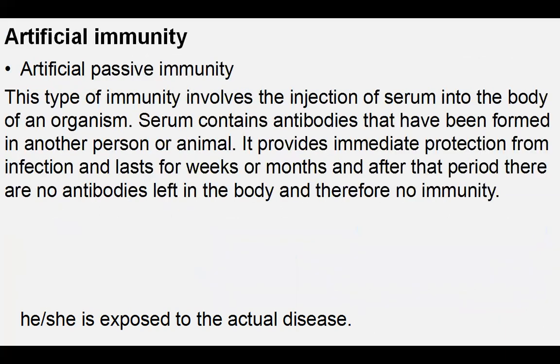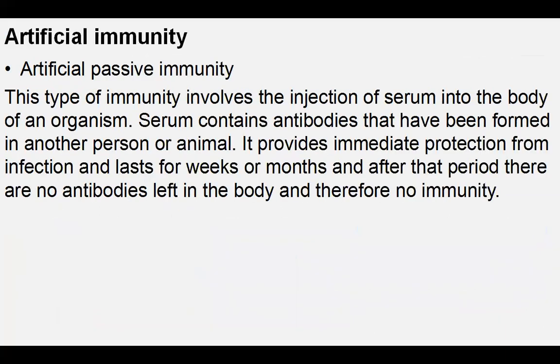Moving on, the artificial passive immunity. This is the type of immunity that involves the injection of serum into the body of an organism. This serum contains antibodies that have been formed in another person or animal. It provides immediate protection from an infection and it lasts for weeks or months. After that period, there are no antibodies left in the body, and therefore there is no immunity. So basically, artificial passive immunity is very temporary.